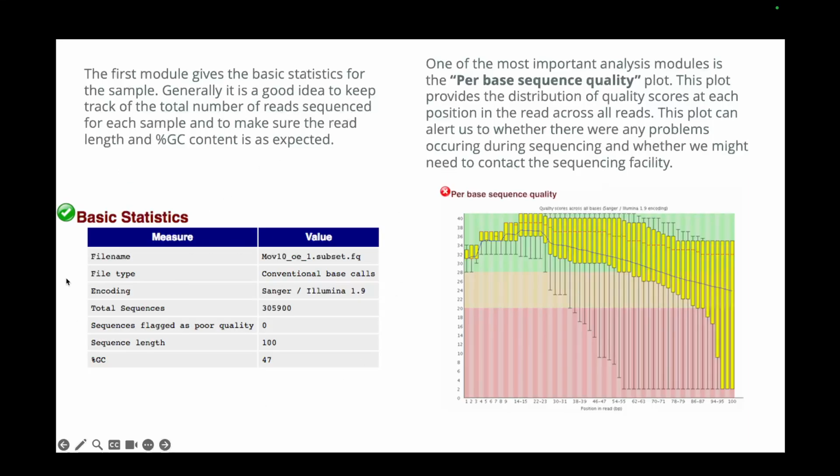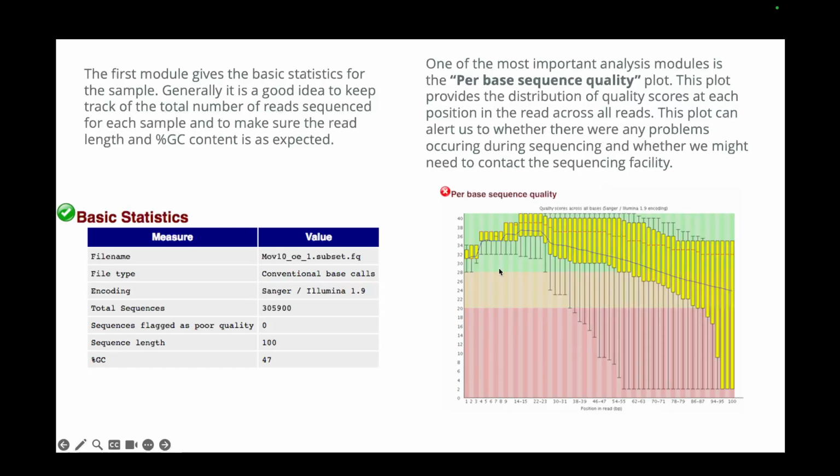Basically, this is the first module, which will give you the basic statistics of the sample: how many sequences are there, if there are any sequences flagged as poor quality, what is the sequence length, what is the percent GC content. All these very basic statistics they'll give you in the first part.